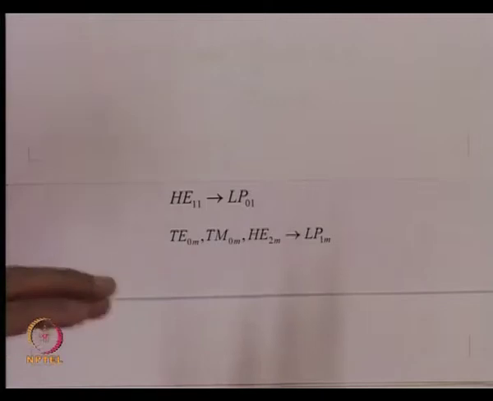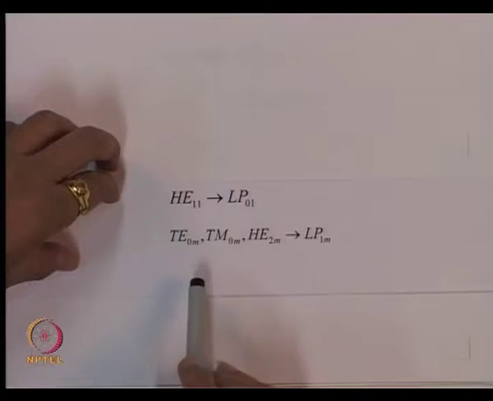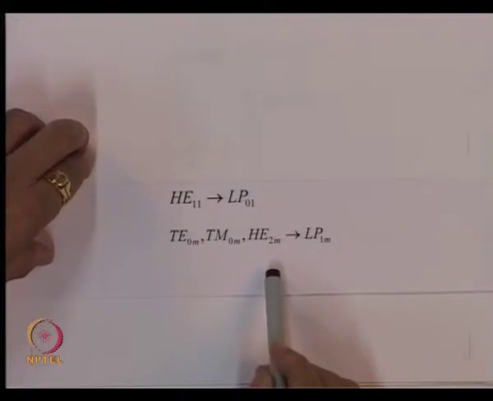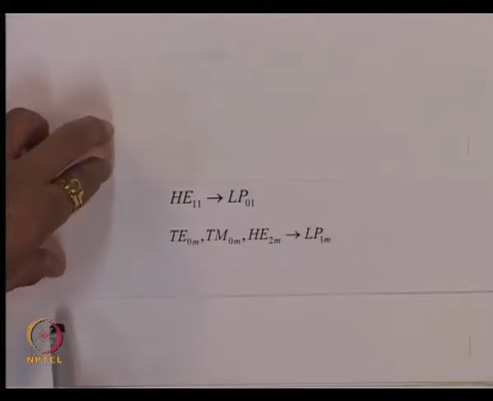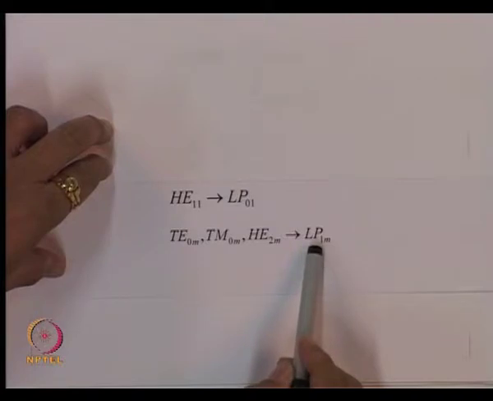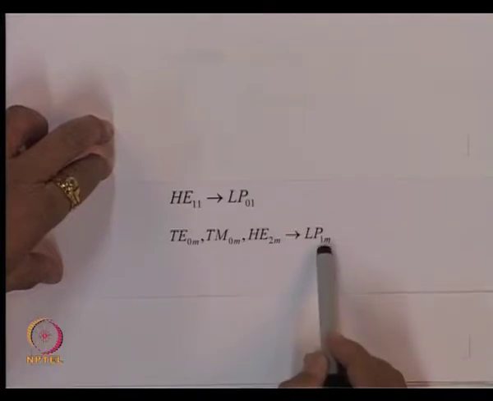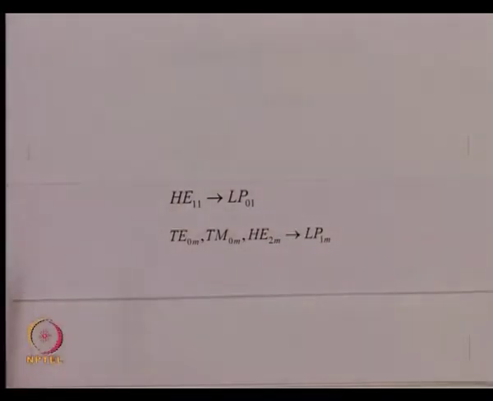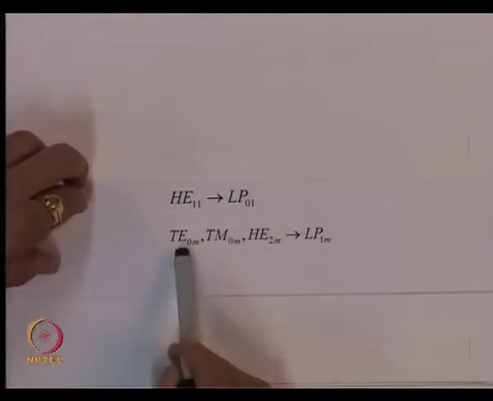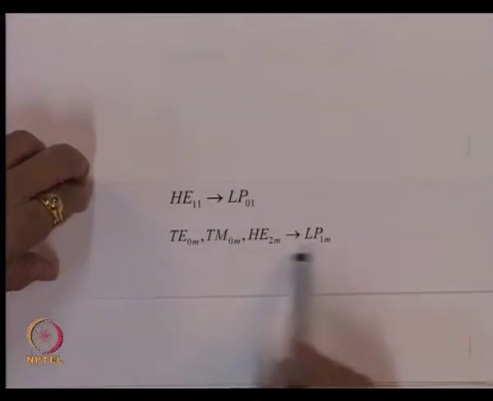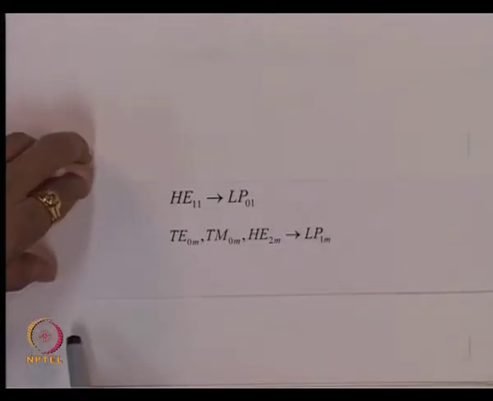Then the modes which are lying in a cluster, like TE0M, TM0M and HE2M modes, will become degenerate and give the linearly polarized mode, which is the LP1M mode. Here you will see one cycle variation in the azimuth direction, and M minus 1 will be the number of zero crossings in the radial direction. So, if I consider the first set of these modes, M equal to 1, that will give me the LP11 mode.